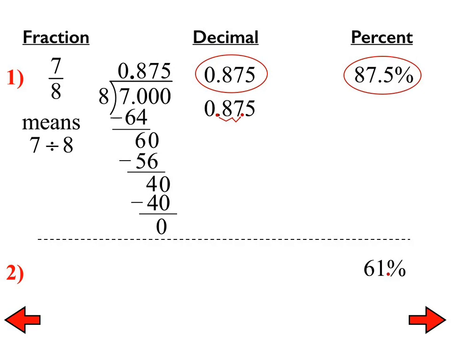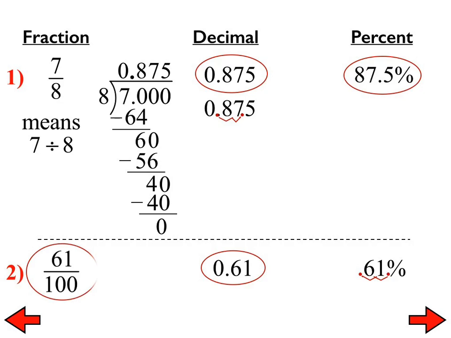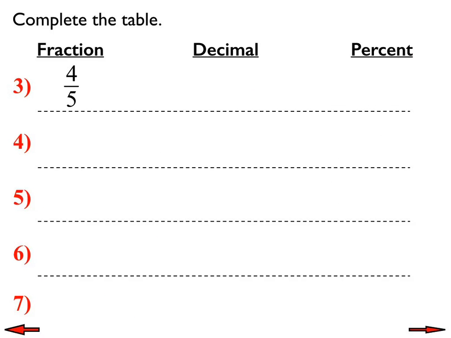The decimal for 2 is 0.61. Thank you for putting the 0 in front of it. There needs to be a number in the ones place just to make sure. And then, of course, as a fraction, 61 over 100. There we go, 61 over 100. All right, let's continue on here.